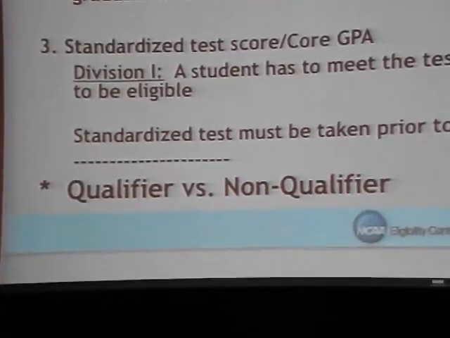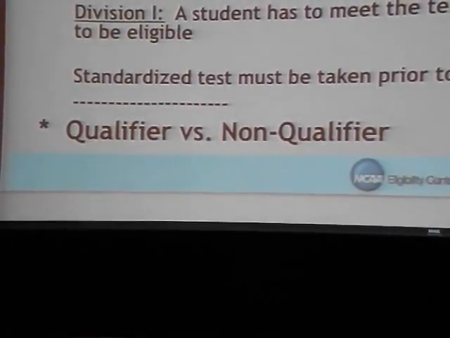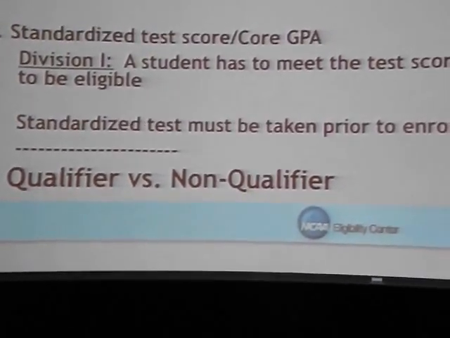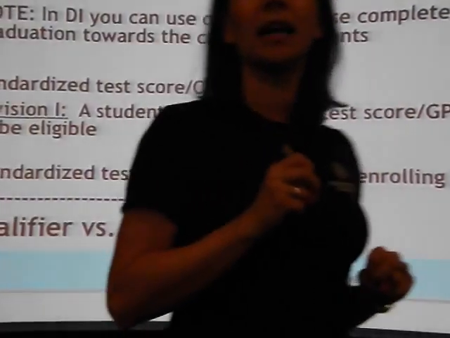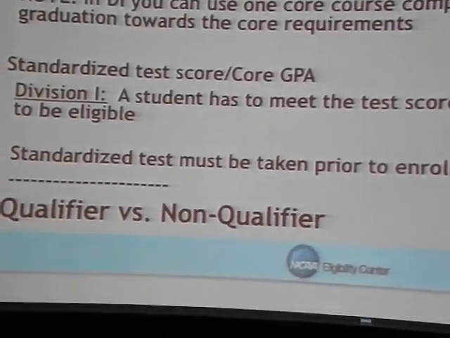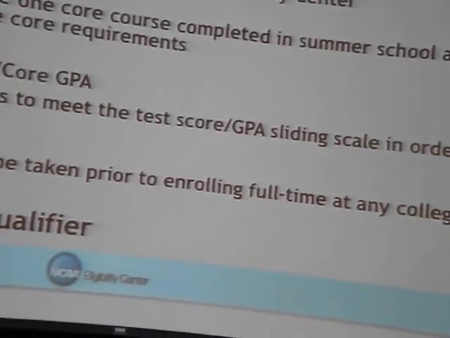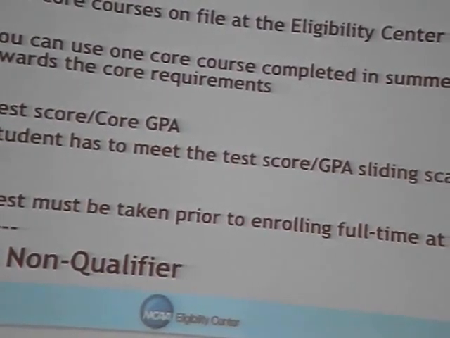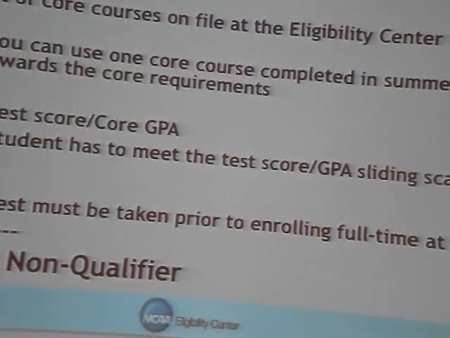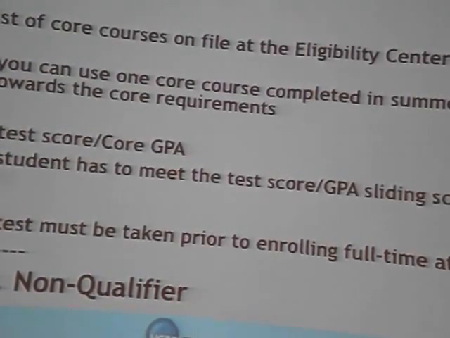If you don't meet those core courses, if you don't have the appropriate GPA, and if you don't have the appropriate test scores, you are what the NCAA deems as a non-qualifier. You are not qualified to be a student athlete your very first year, and all you are doing is academics. You cannot practice with the team, you cannot sit on the bench, you cannot wear a uniform, you cannot do anything that is athletically related with the team, you can't receive a scholarship. The only thing you can do is be a student. That is a non-qualifier.